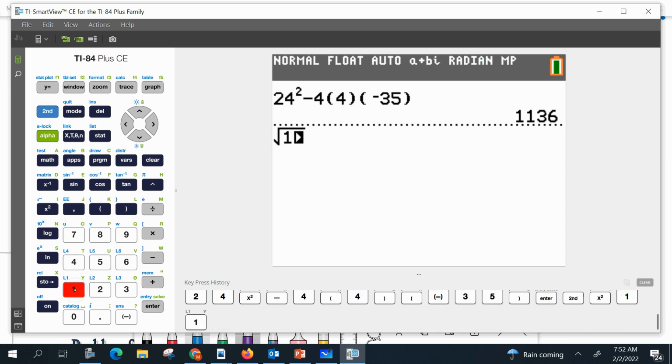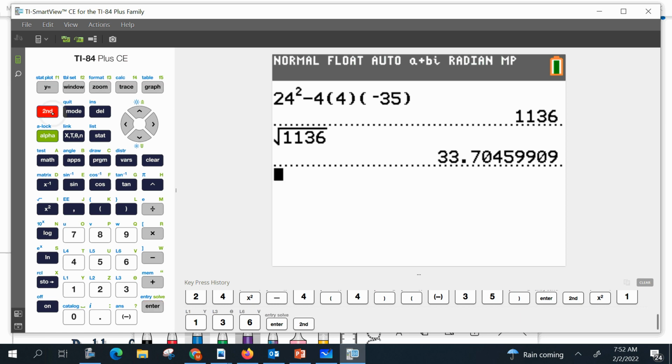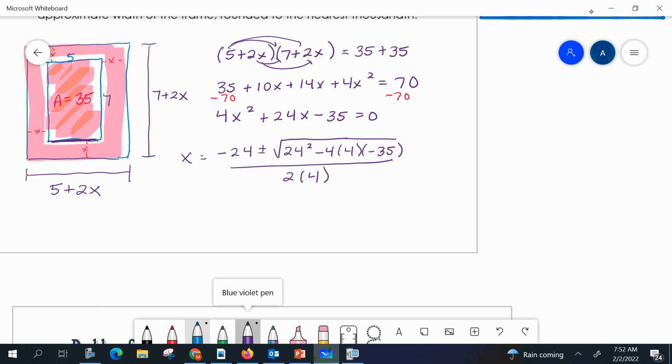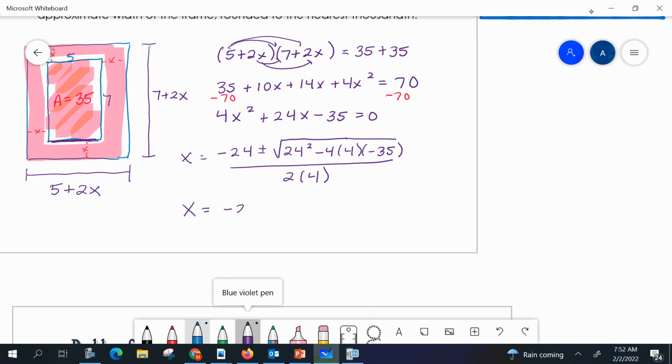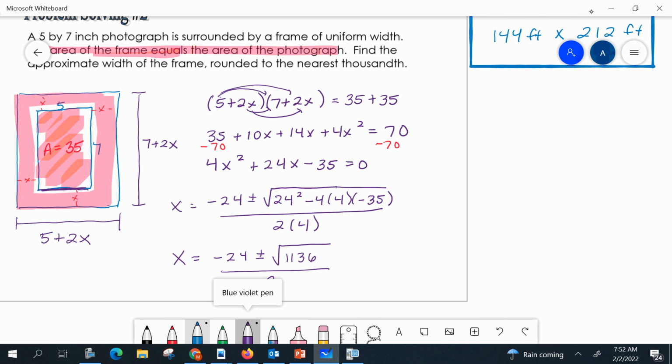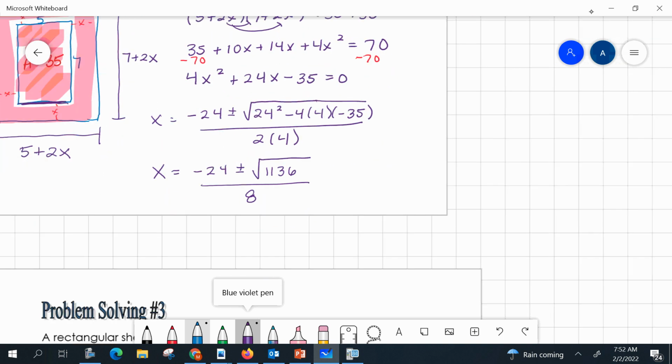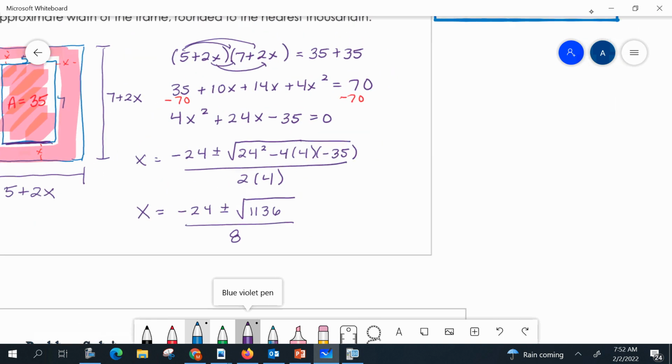Well, let's just test this out. Let's see if that is a perfect square, and this time it is not. Okay, so what I'm going to do is write this out as x equals negative 24 plus or minus the square root of 1,136 all divided by 8. Well, I believe the problem said rounded to the nearest thousandths. Well, the nice thing about rounding to the nearest thousandth is I don't need to simplify the radical.